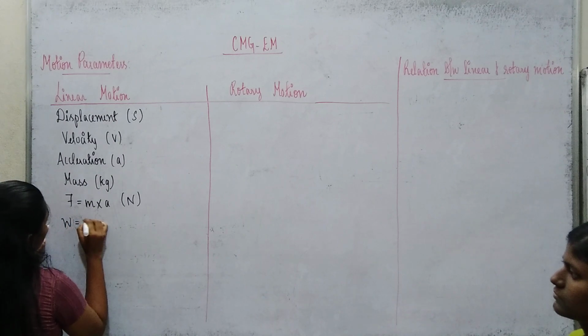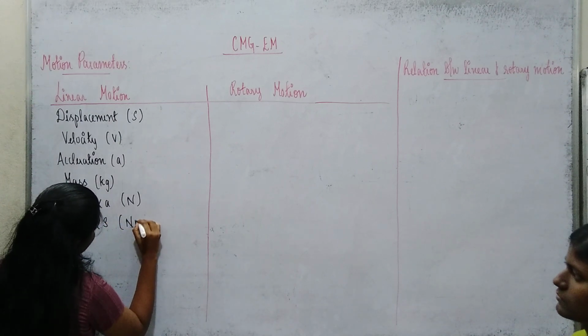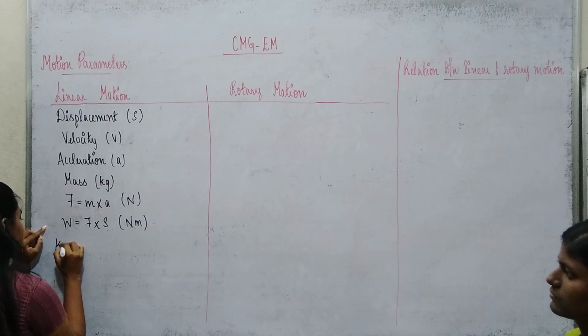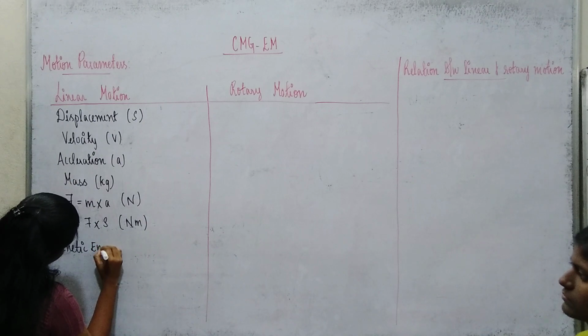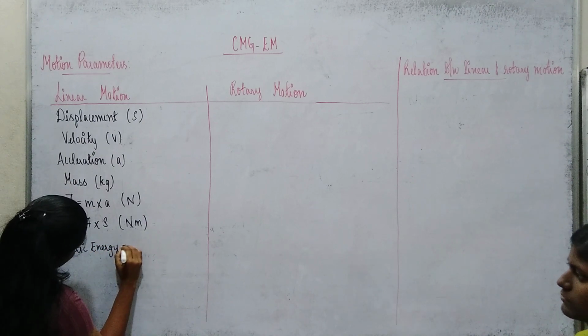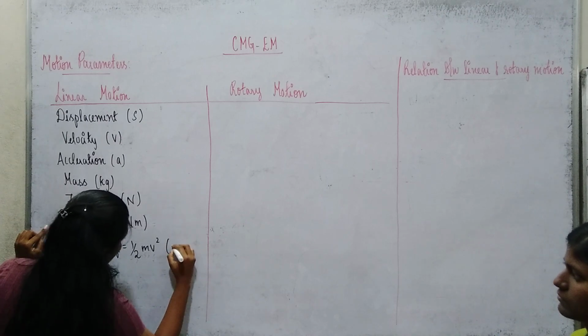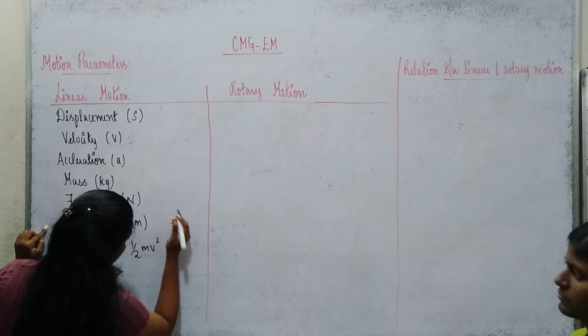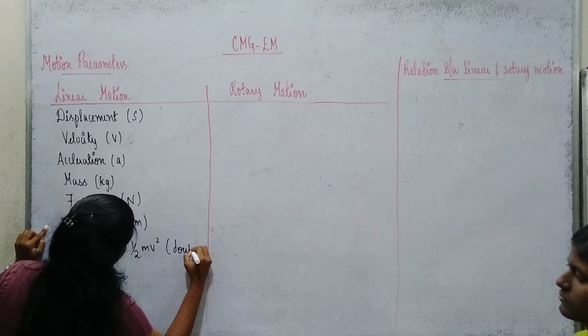Work is equal to F into S, Newton meter. Kinetic energy is equal to half mv square, joule.